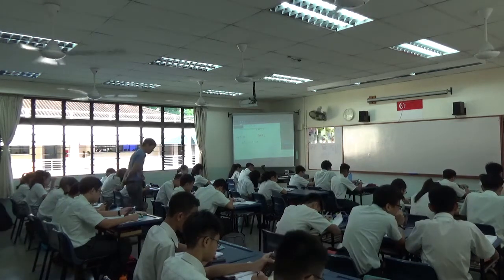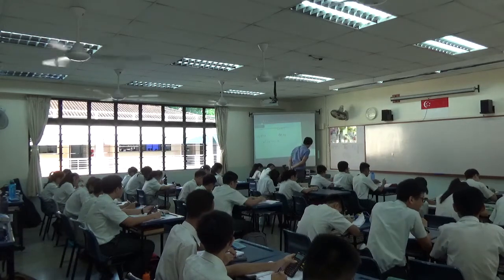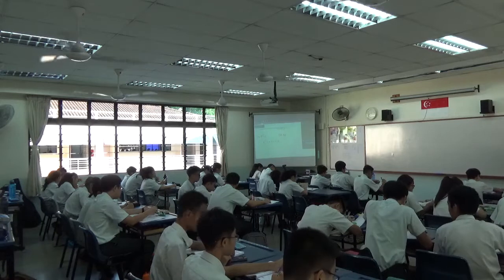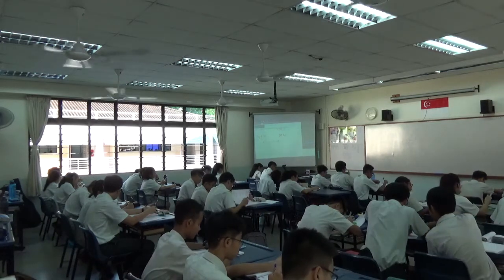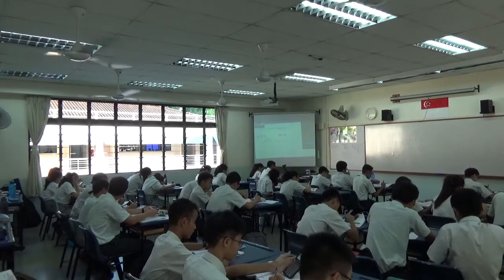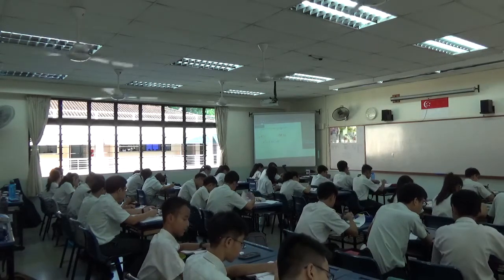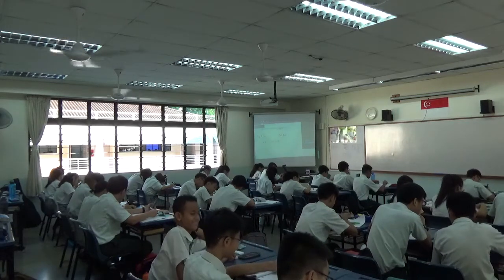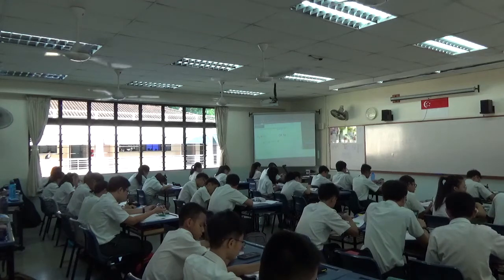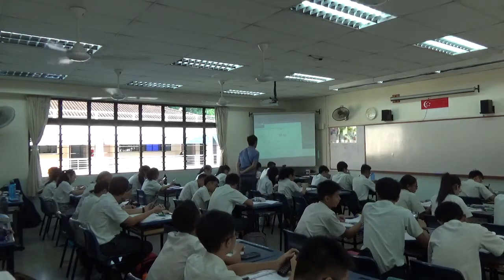For a few more seconds. Is there a problem with this question? No problem. Can solve? Why is this minus 3 over 4? 1 minus 1 quarter should be 3 quarter, right? Okay, time's up. Let's see what this question is all about.